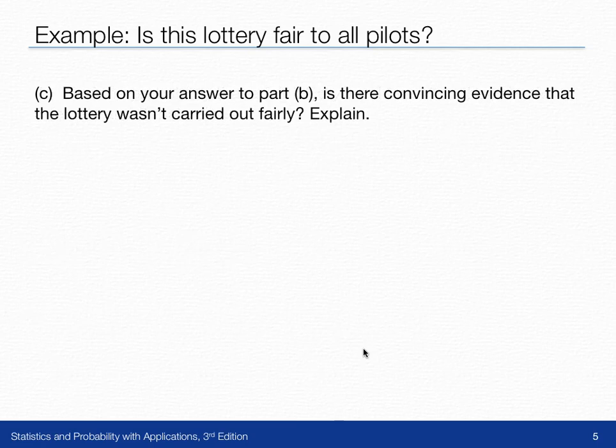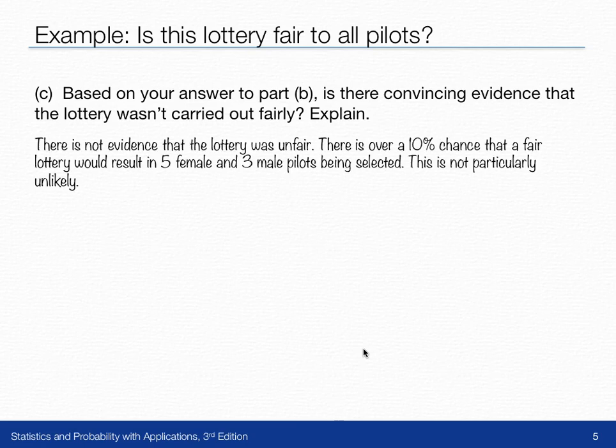In part C of the problem, we want to know, based on our answer to B, is there convincing evidence that the lottery was rigged, that it wasn't carried out fairly? So what we noticed is there's about a 10% chance that fair lotteries would result in such a group of 5 female and 3 male pilots. This is not particularly unlikely. Had this been an incredibly rare event, we would have said, oh, now we have evidence of an unfair lottery. But we don't. This 10% chance is fairly high, so it's not particularly unlikely that the lottery was fair.